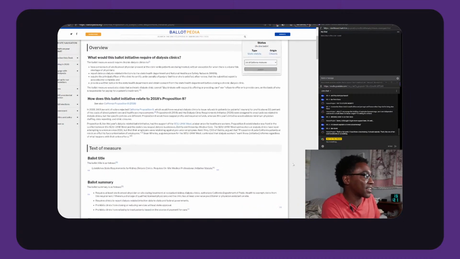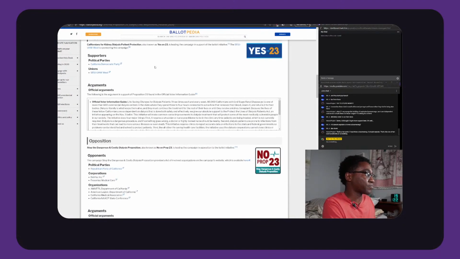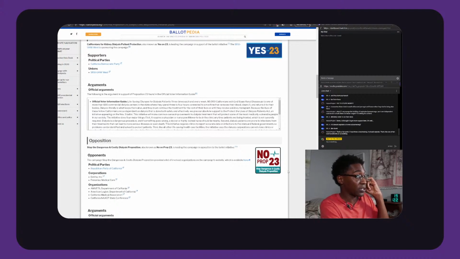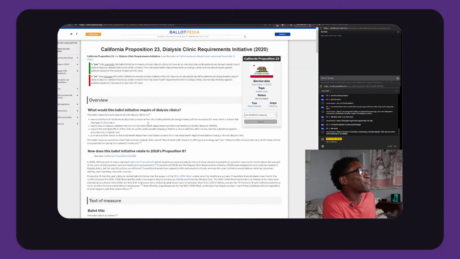But once you know how to suss it out, it's not too bad. So again, I'm just sort of looking at who's supporting it: California Democrats and the unions, or who's opposing it: the Republican Party and the dialysis companies. I would vote yes on this because it basically makes it so dialysis clinics need to have an on-site physician there while patients are being treated.